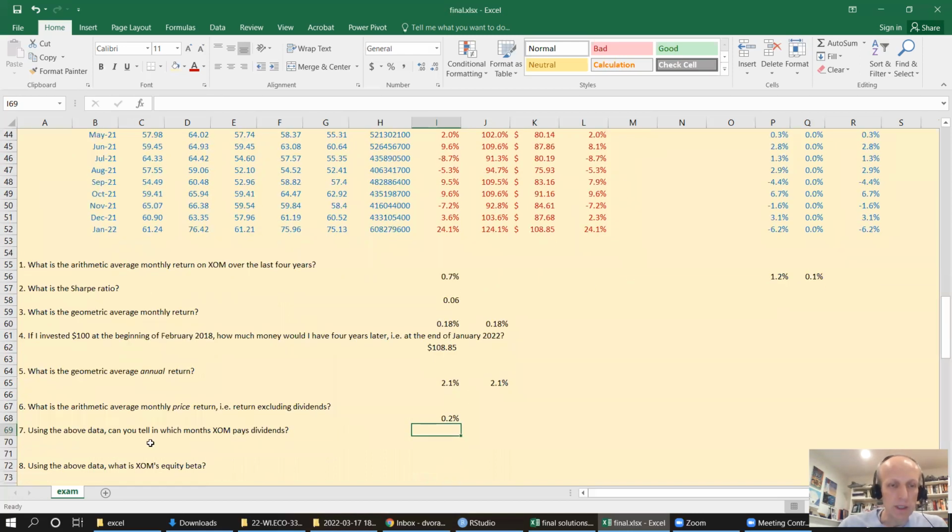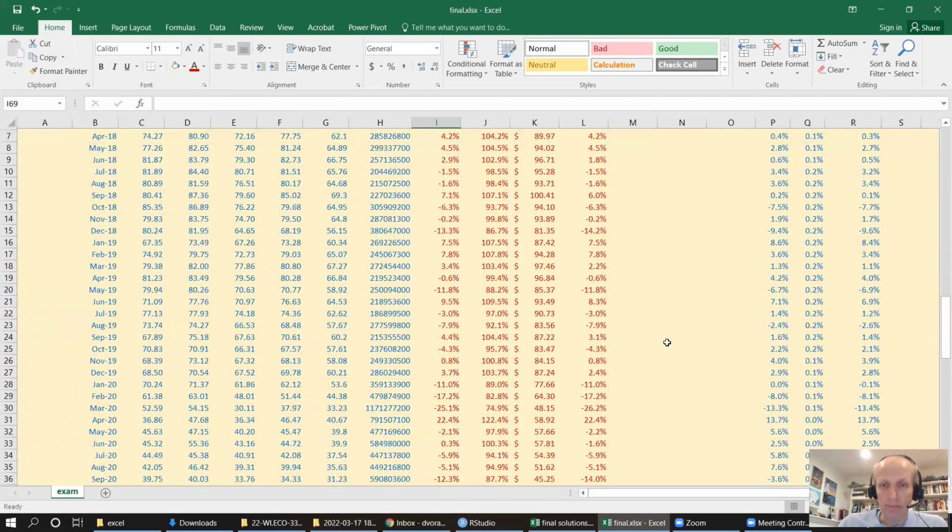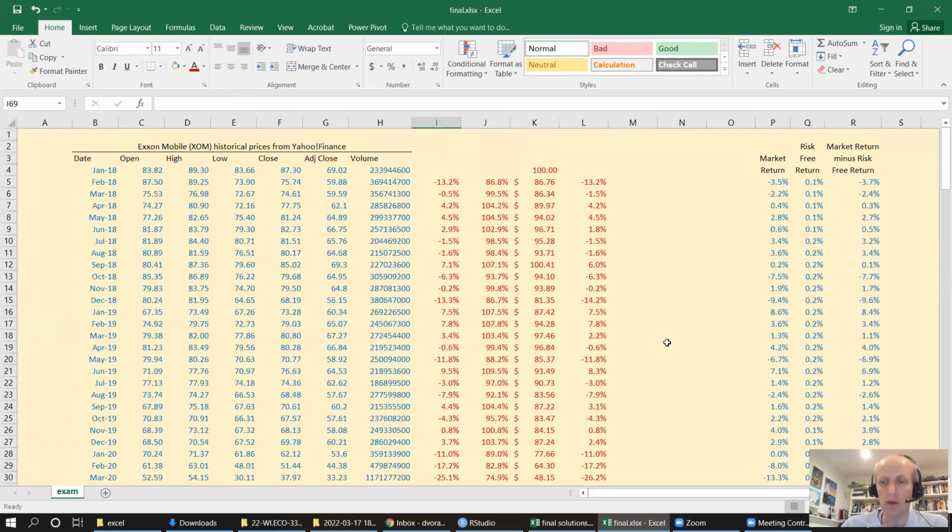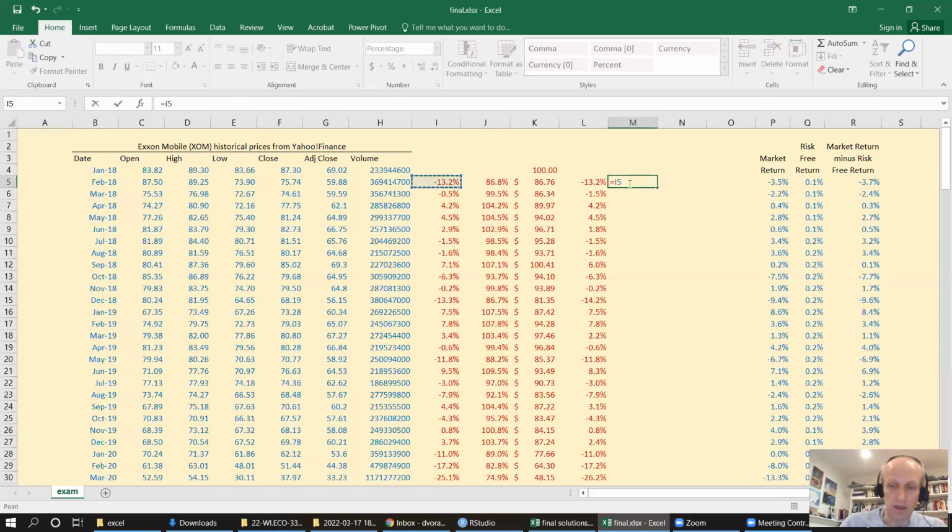Using this data, can we tell which month Exxon pays its dividends? Well, that should be apparent when the price return and total return are different. So let's calculate a column here. And let's take the total return minus the price return. Well, here it's 0. There's no difference, probably because they didn't pay any dividends in February.